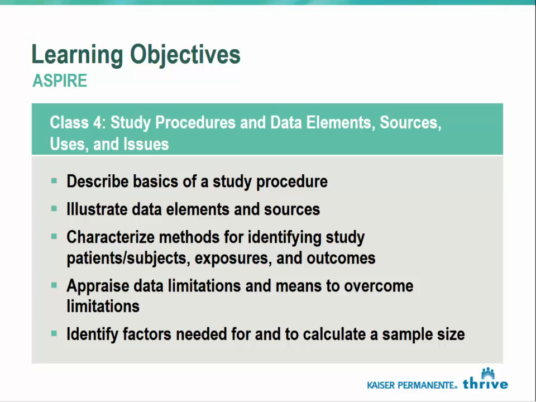The objectives today are to understand the basics of what a study procedure has in it. We'll go through some data elements, identify the sources for getting your data, different kinds of data that you could use in a study. We're going to characterize methods for identifying study patients, the subjects that you use, some of the exposures you might be looking at, and definitely the outcomes you're looking for. We'll appraise data limitations and means to overcome these limitations. And finally, we're going to look for factors that you're going to need to calculate a sample size.